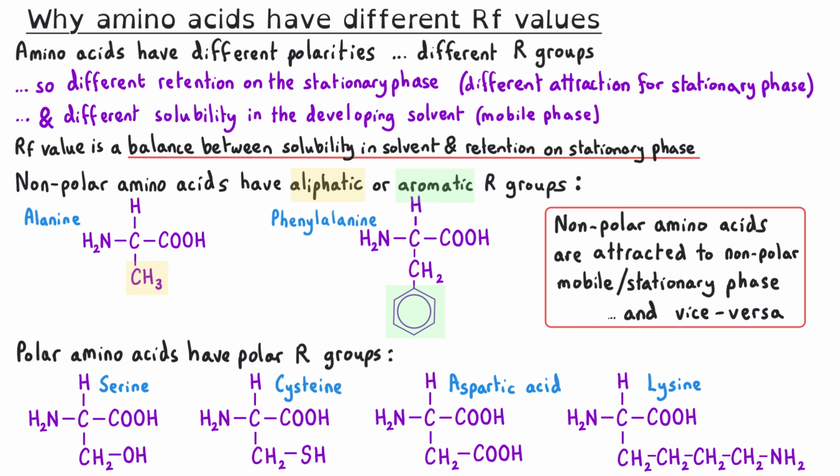Polar amino acids will have polar R groups, and this might be an alcohol group, or the R group might contain sulfur, or a carboxylic acid group, or an amine functional group. And these amino acids will be more attracted to a polar mobile or stationary phase. Aspartic acid and lysine in particular are both polar, and they can even carry charge under the right conditions, and so this will enhance their affinity for polar mobile or stationary phases.